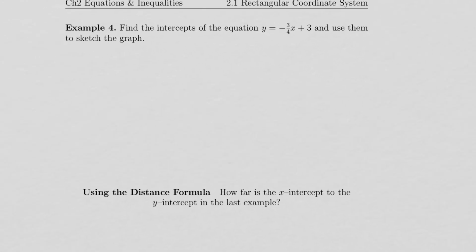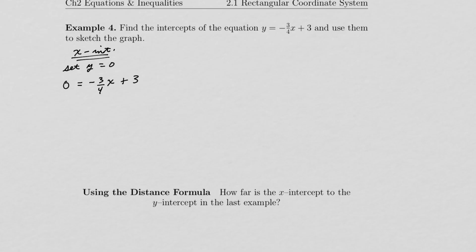Okay, find the x and y intercepts of y equals negative 3/4 x plus 3. So start with the x intercept. Oh, let me go back to black. So I set y equal to 0. Okay, so that's going to give me 0 is equal to negative 3/4 x plus 3.